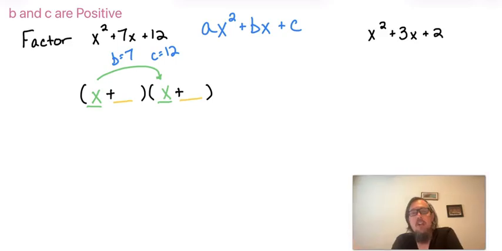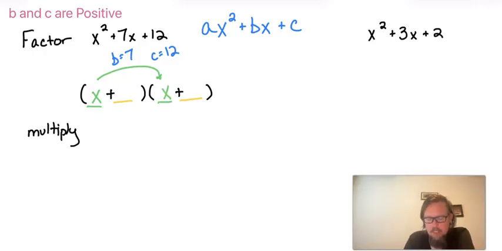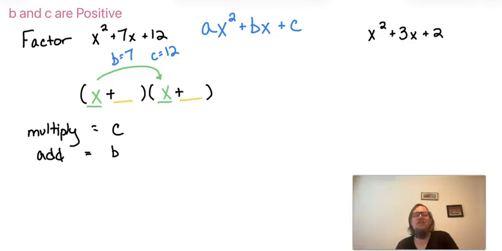And it turns out that in a trinomial, the numbers that go in these spots follow the same pattern every single time. Our two numbers have to do two things. When I multiply these two numbers together, whatever they end up being, the product equals C. And when I add them, the sum equals B. So in this problem, what I'm looking for is two numbers that when I multiply them together, I get 12, and when I add them together, I get 7.